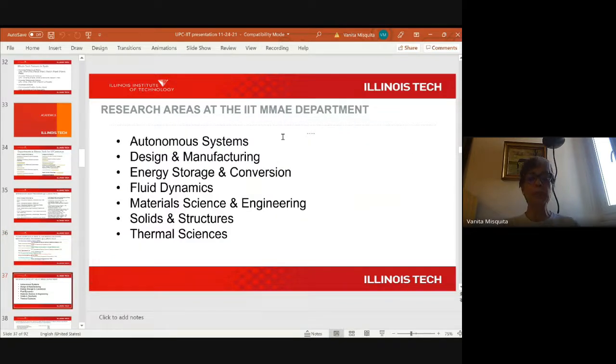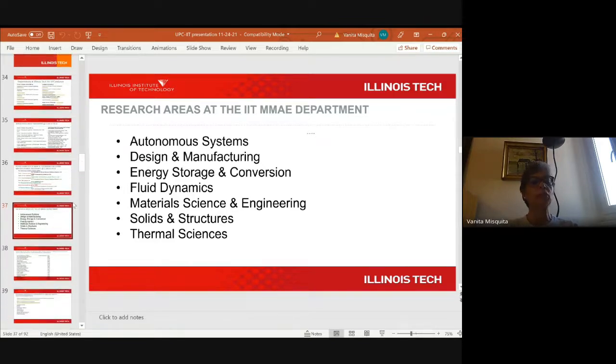For those interested in our Department of Mechanical, Materials, and Aerospace Engineering, these are our research areas: autonomous systems, design and manufacturing, energy storage and conversion, fluid dynamics, material science and engineering, solids and structures, and thermal sciences. It's important to know the research areas if you're interested in the double degree program, and especially for your trabajo fin de master.